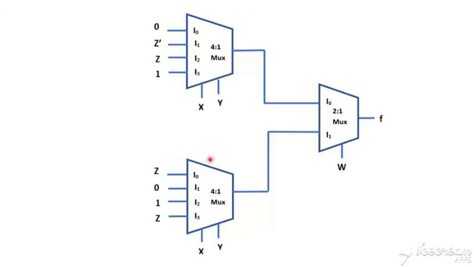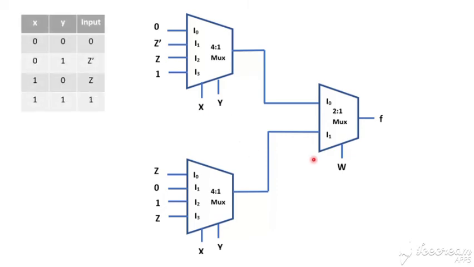As we can see, the variable W plays the role of the most significant bit, and the variable Y is the least significant bit. So, by referring back to the previous truth table, we can apply it in this diagram. When WXY is 000, the input will be 0, and when WXY is 001, the input will be Z prime. Likewise, when WXY is 010, the input will be Z, and for the last one, if WXY is 011, the input will be 1.